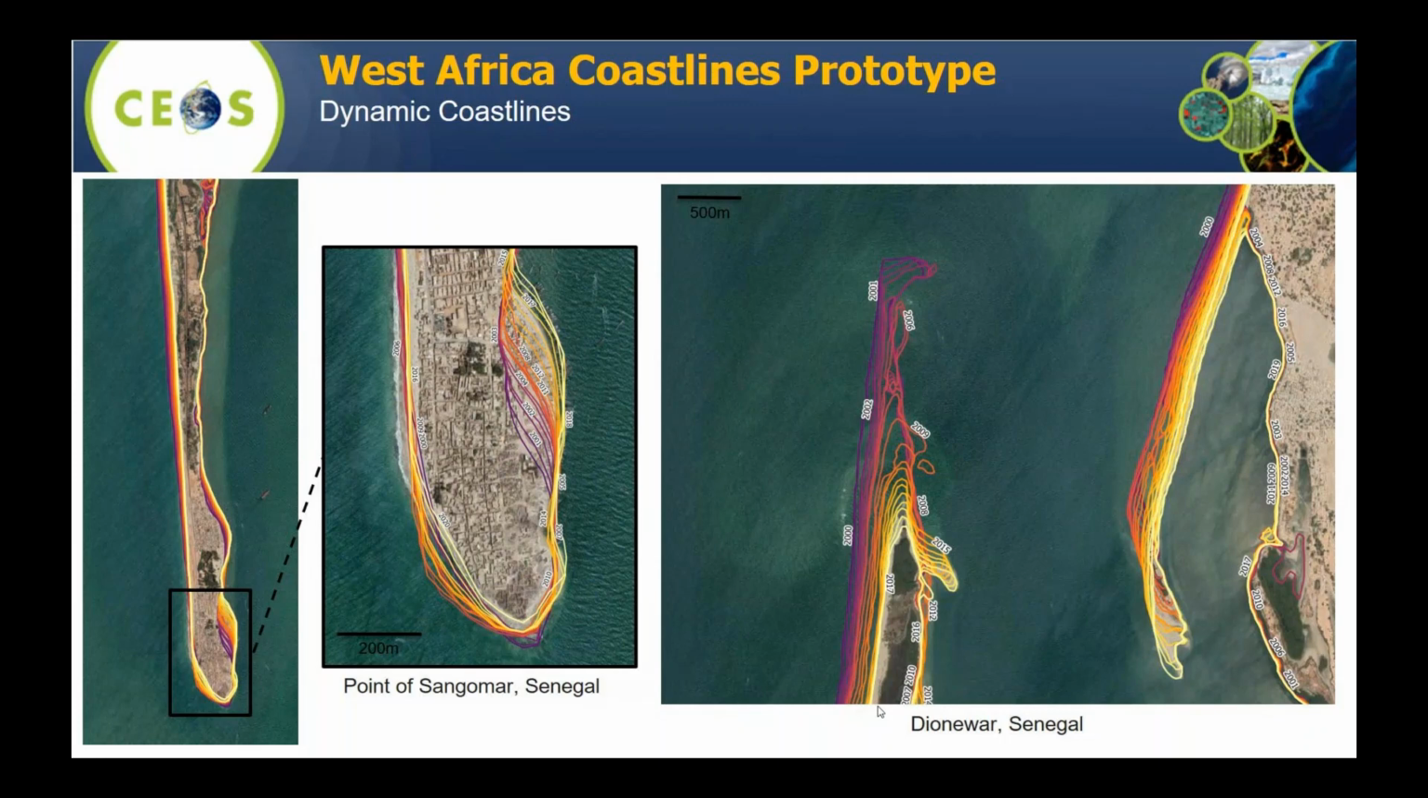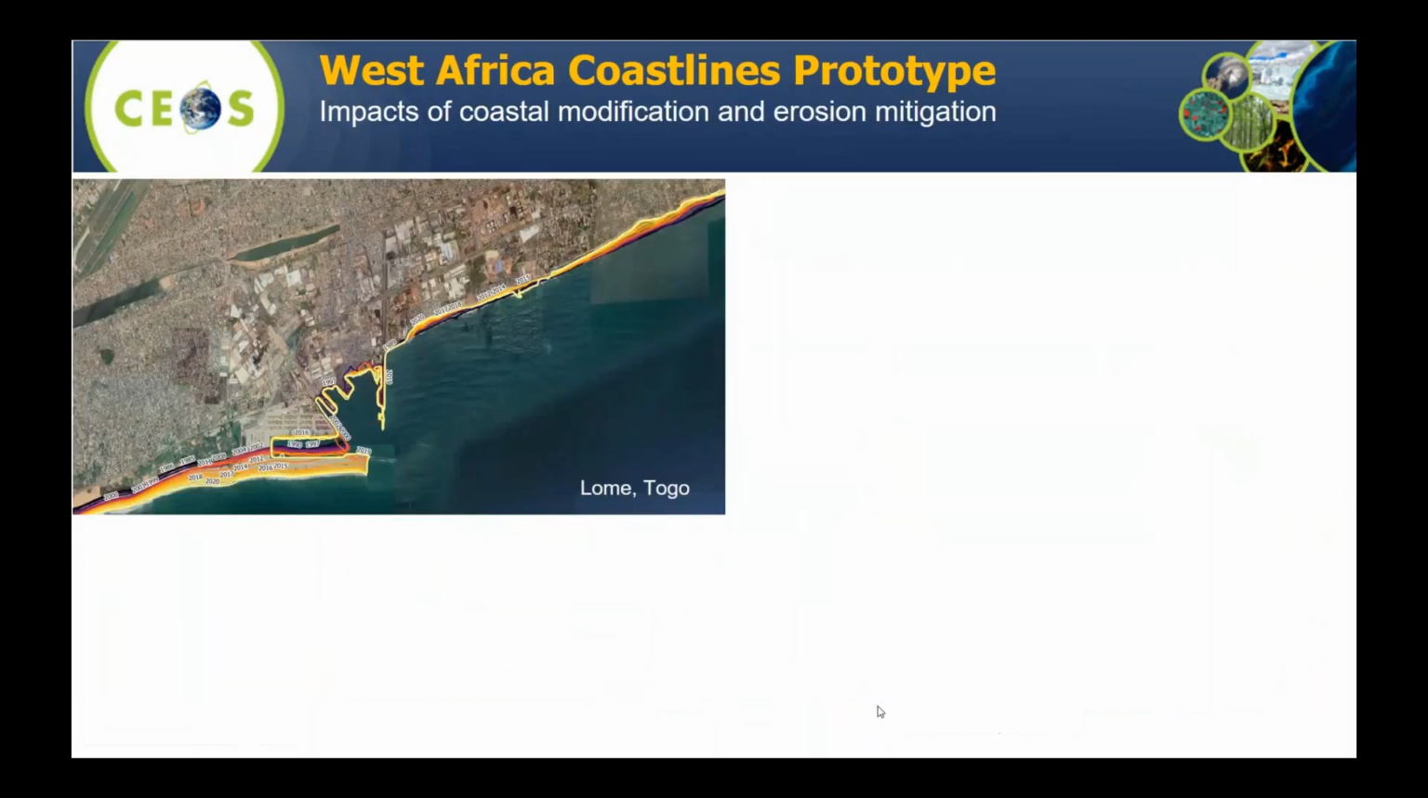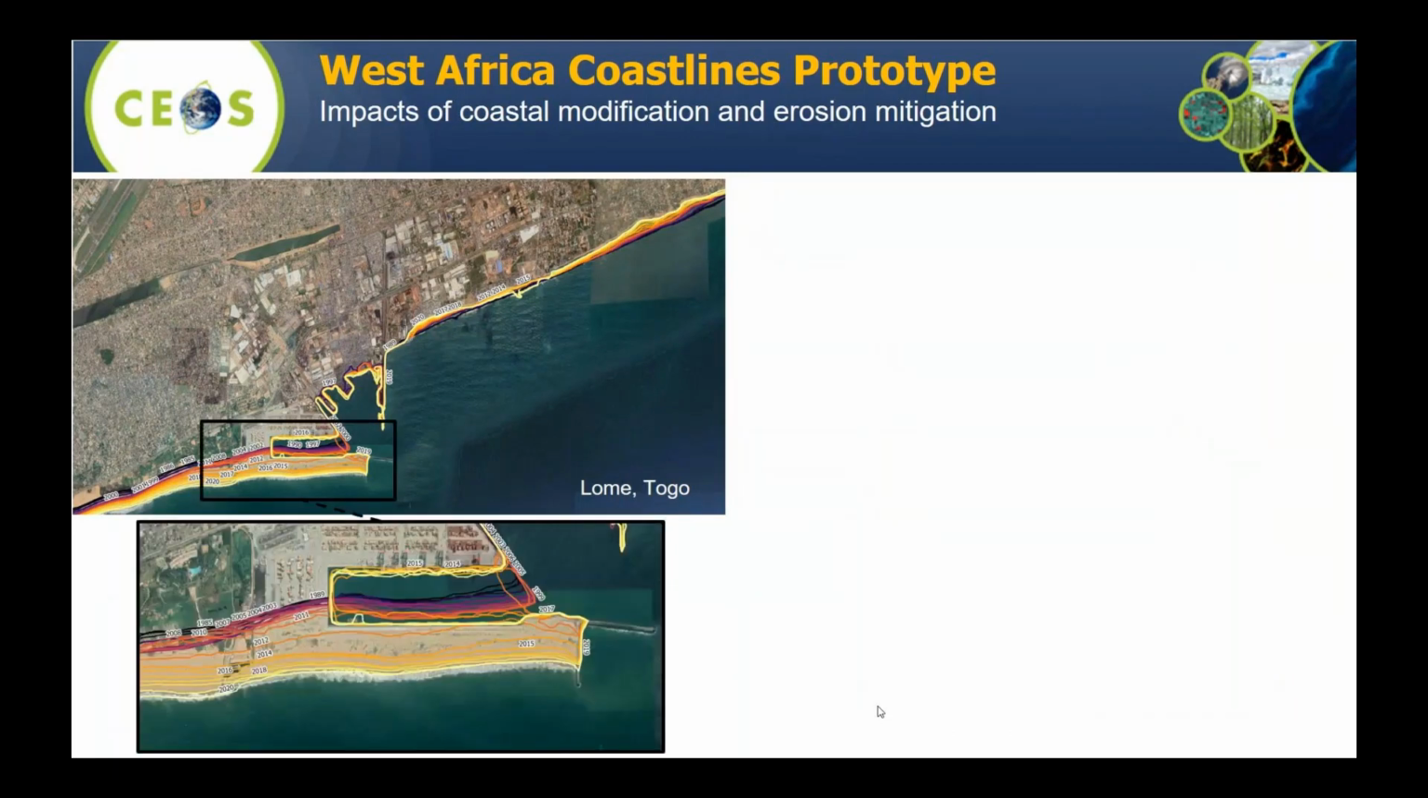You can use the tool also to look at, I guess, more impactful problems, things like coastal modification and how erosion is being dealt with or mitigated against. So this is looking at Lomé in Togo. You can see down the bottom there that they actually built a port, probably towards the start of the early 2010s, put in a couple of breakwaters there, and you can see they've acted as significant sediment traps.